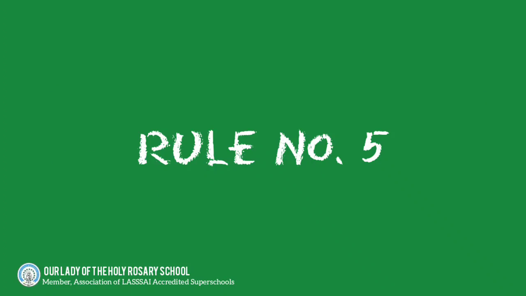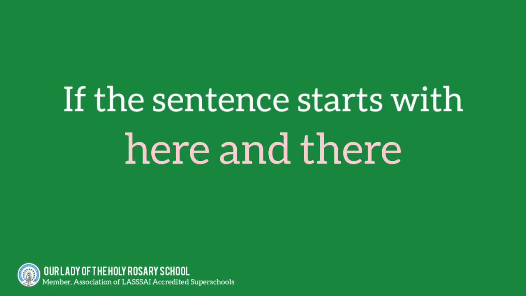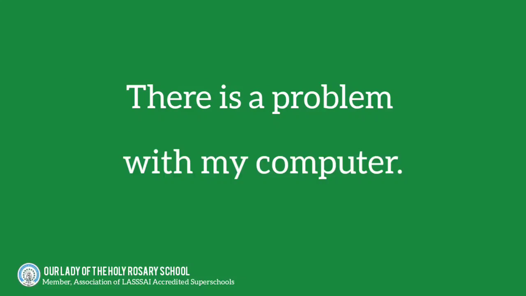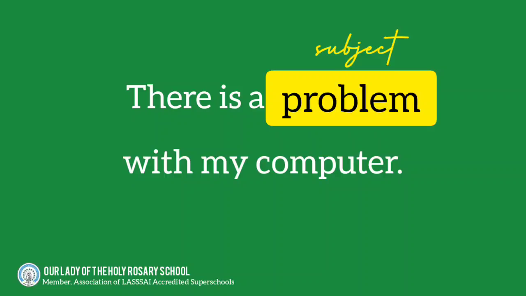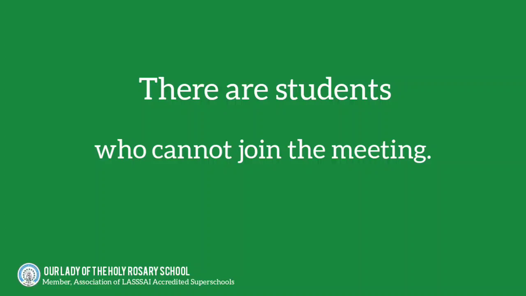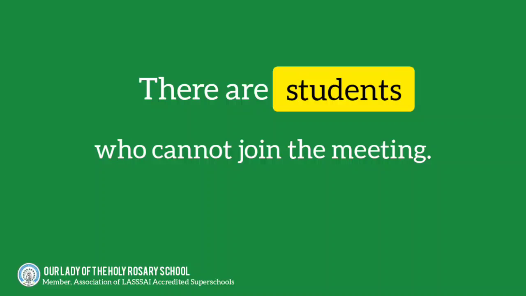Rule number 5. If the sentence starts with here and there, the subject is placed after the verb. Here are some examples. There is a problem with my computer. The subject here is problem, which is in the singular form, therefore, it uses the linking verb is. Another example. There are students who cannot join the meeting. The subject here is the noun students, which is preceded by there are.